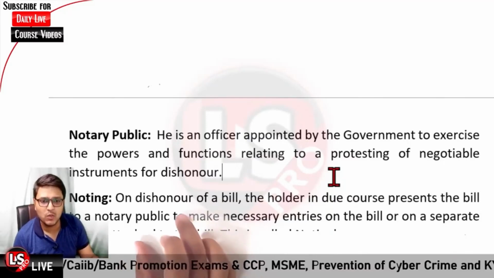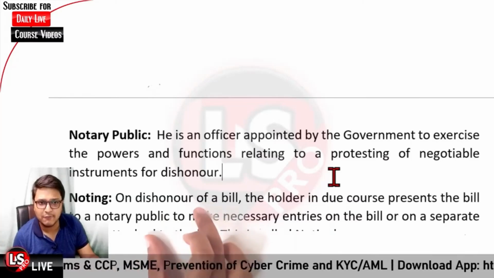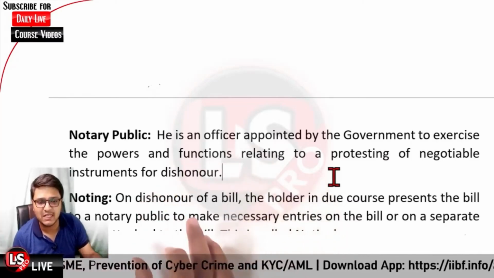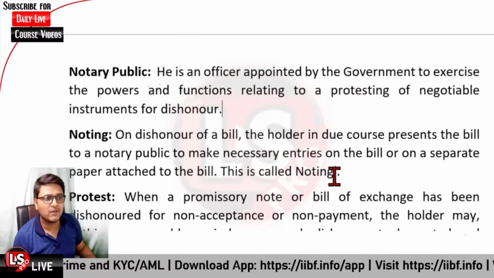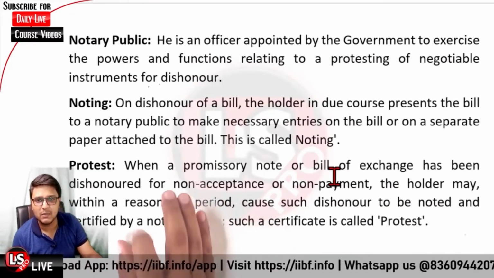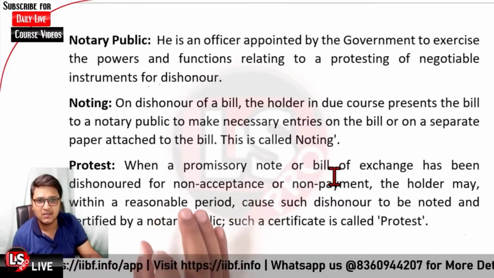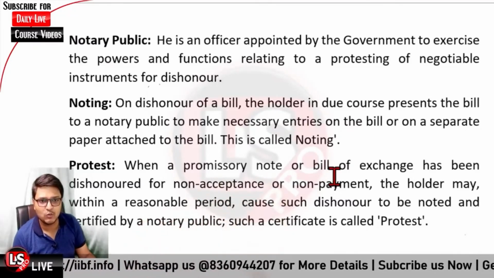So that would be doing what? That would be basically regarding the noting. When we record the fact in the government register with the notary public that the bill is dishonored, then it is said to be noting. And further, when the same particular fact is certified, that the bill of exchange was dishonored, and a certificate is issued regarding it, then it is said to be the protest.